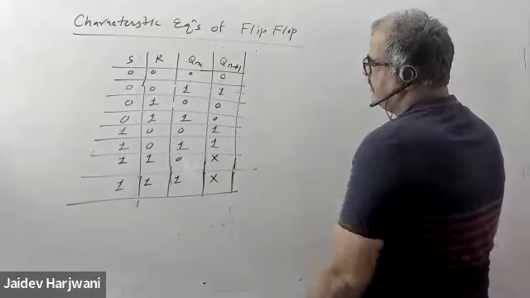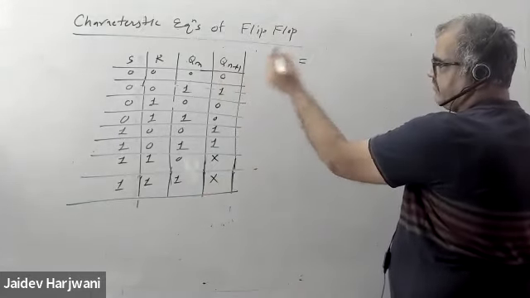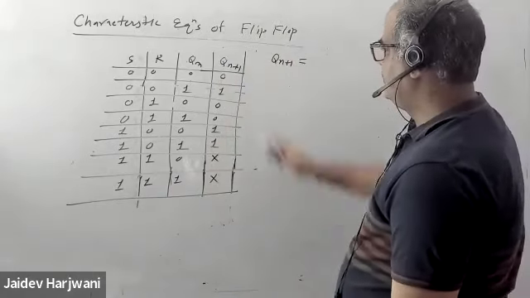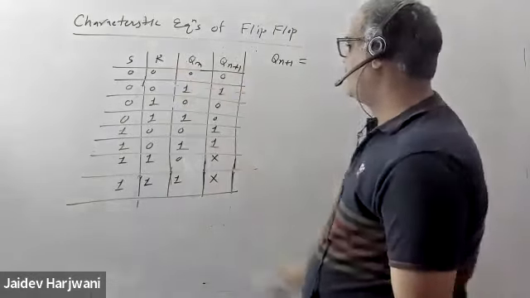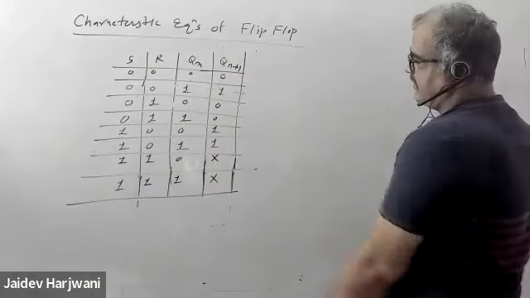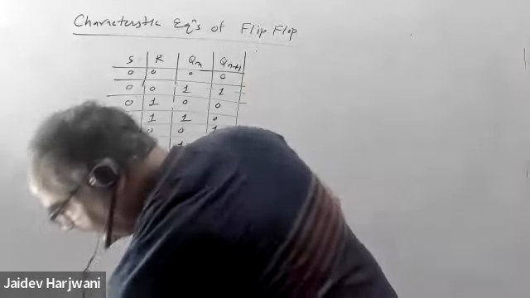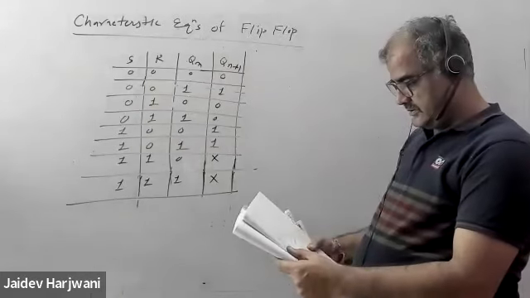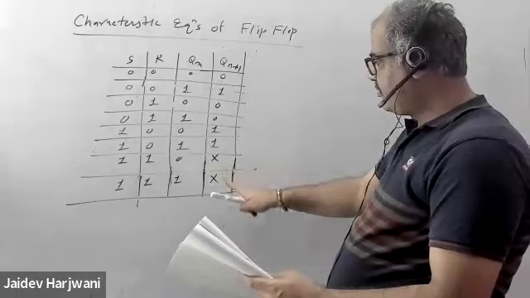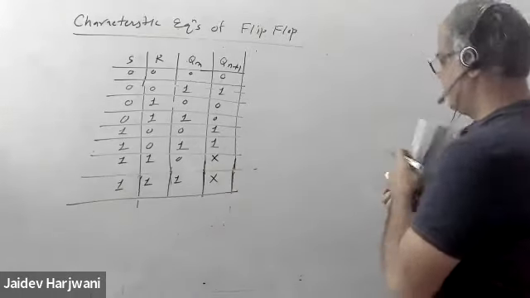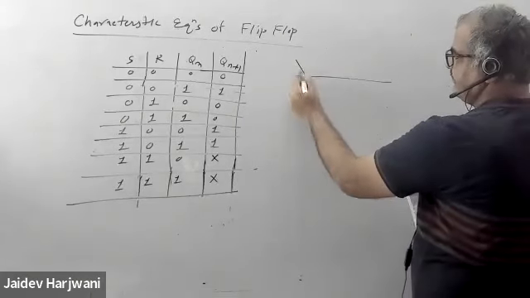Now you have to write the function Qn plus 1 function. You have to find the output Q in terms of S, R and Qn. So basically what you need to do, you need to make K map. Let me check the table is correct. 0 0 1 1 1 0 0 is correct. So this will become your don't care conditions. So the K map will be a 3 variable K map.